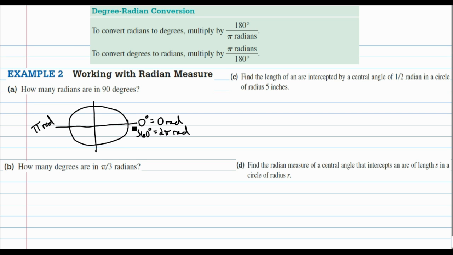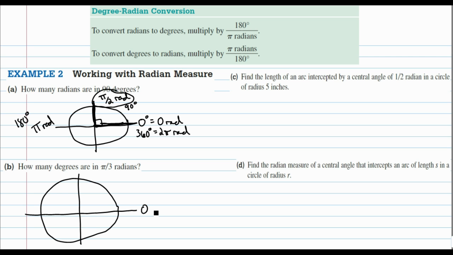So halfway to 2 pi radians would be pi radians, and that would be 180 degrees. So now I'm looking for a 90-degree angle, which is this angle right here, which is a quarter of the way around to 2 pi, or halfway to pi. So this is pi over 2 radians, which is 90 degrees. Now part B asks us how many degrees are in pi over 3 radians. Well, I'm going to look at it this way. Same thing.